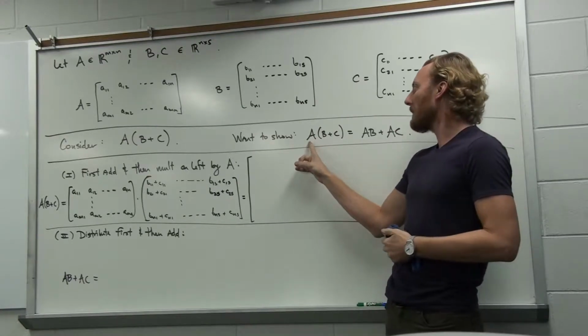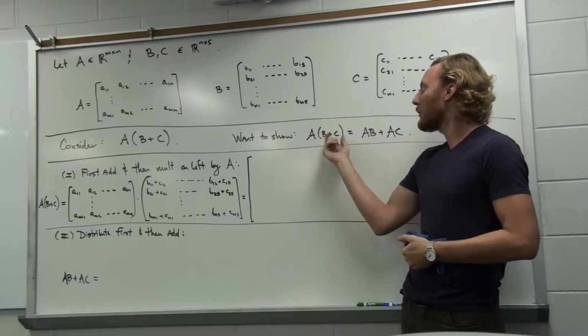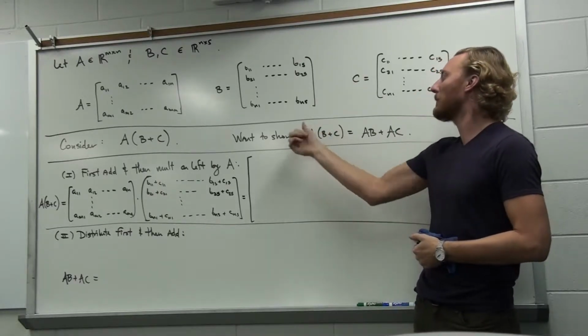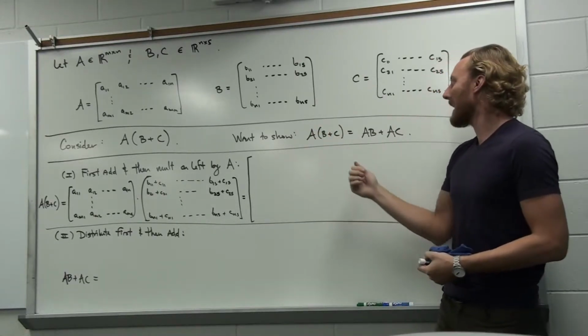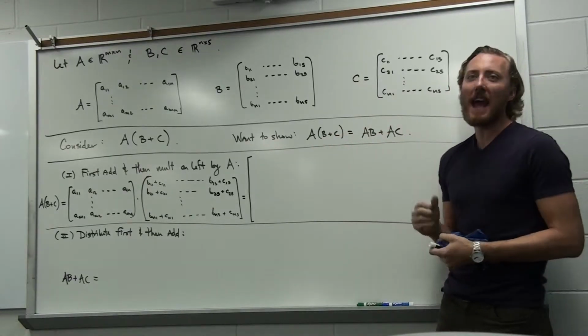which is going to say that if we take a matrix A times a matrix B plus C, if you would add B plus C together first before multiplying, you would get the same thing as if you multiplied A times each of the matrices and then added together.